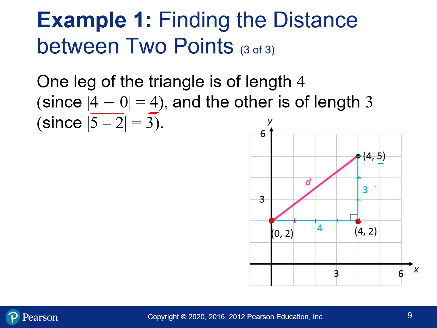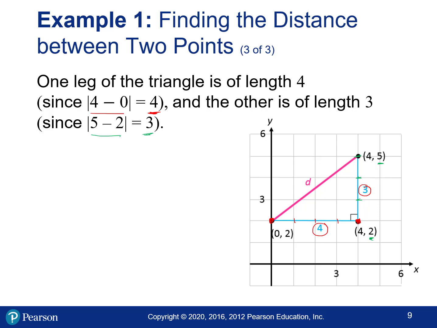I would look at my y values. I would say this y is 5, this y is 2, 5 minus 2, well, that length must be 3. Okay, so now I have the lengths of the sides of the triangle, and if you remember the Pythagorean Theorem from somewhere in your past, if you don't, that's okay, I'll remind you.